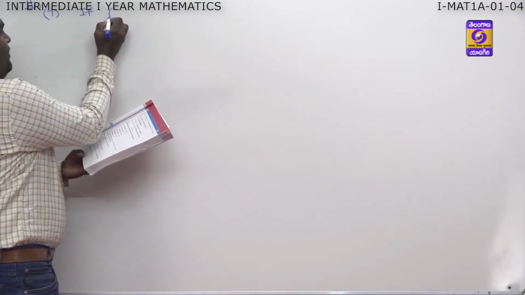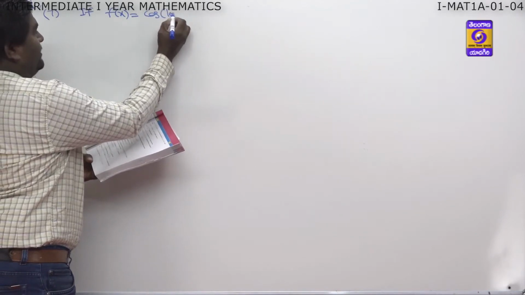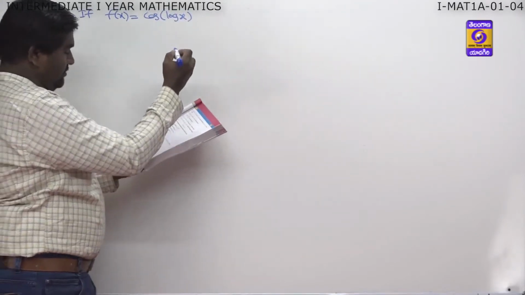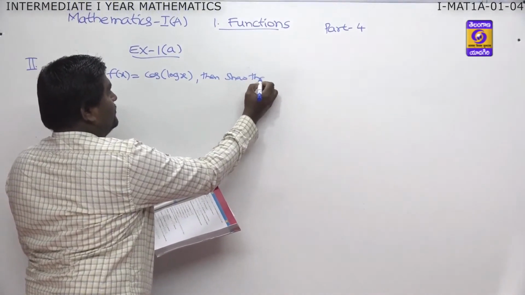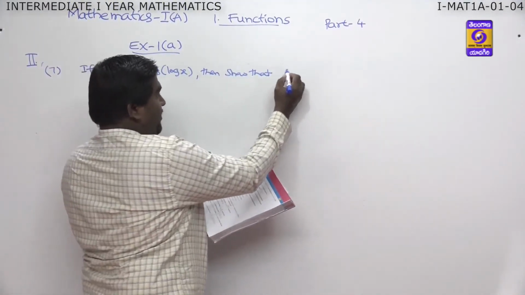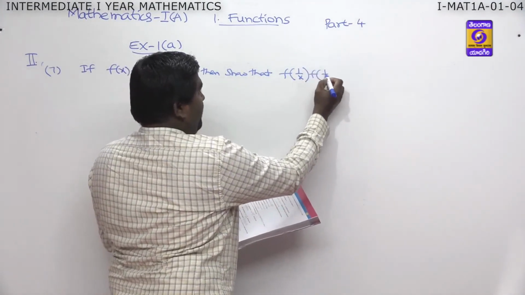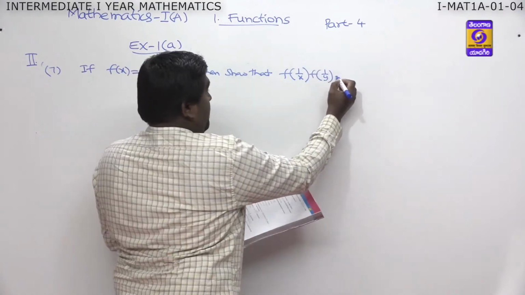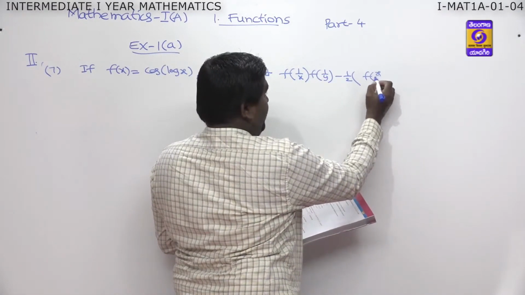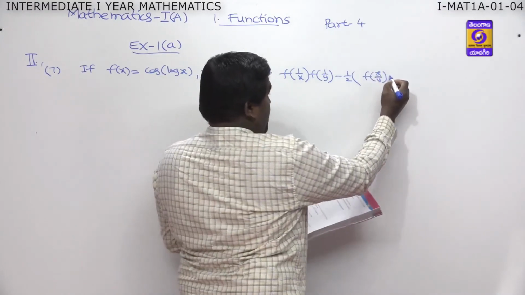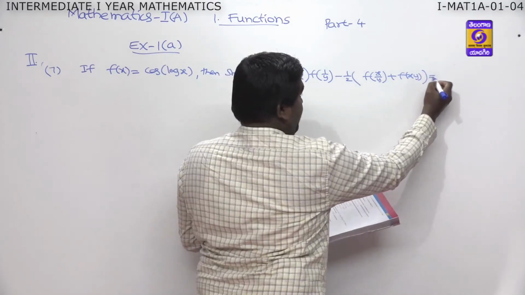If f of x is equals to cos of log x, then show that f of 1 by x into f of 1 by y minus 1 by 2 into f of x by y plus f of xy is equals to 0.